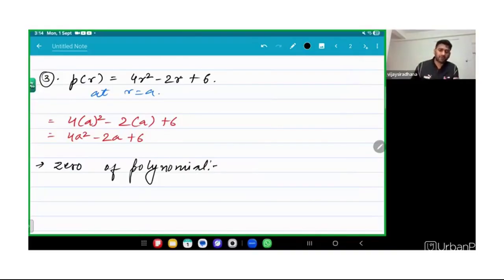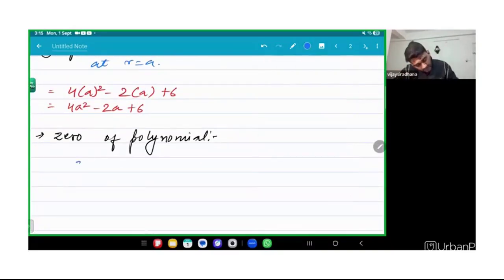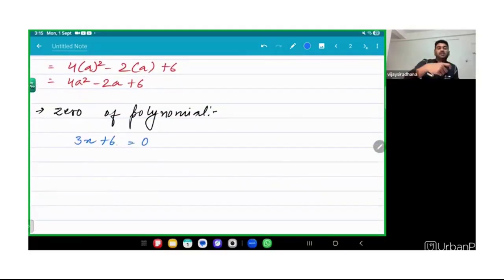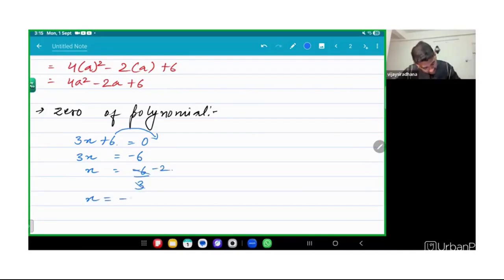Now student, first of all, let's take one polynomial which is 3x plus 6. So this is a polynomial, right? Now for this polynomial, if we equate it with 0, what will be the value I'll be getting for x? If we solve this, we will get 3x is equal to minus 6, because plus 6, if it goes to this side, becomes minus 6. So x is equal to minus 6 by 3, which is minus 2, right? So x is equal to minus 2.